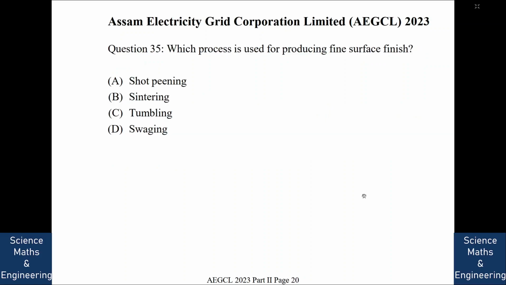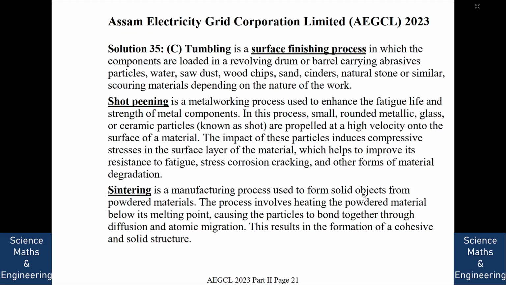Which process is used for producing fine surface finish? So the answer is tumbling. Here the components are loaded in a revolving drum or barrel carrying abrasive particles, water, sawdust, wood chips, sand, cinders, natural stone, or similar scouring materials depending on the nature of the work. So we may not use all of them, but we use one or a combination of two of these particles depending on the nature of the work.